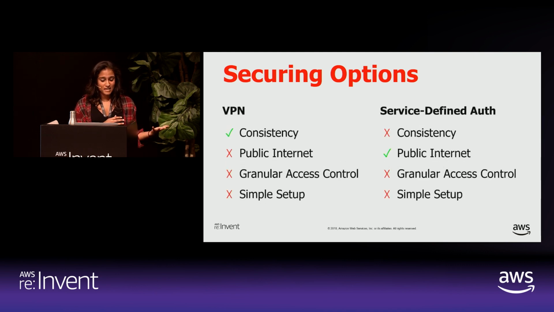A VPN does have consistency, but it is also a binary access model. So you can either be inside the corporate network or outside of it. And it did not have access control baked into it. And I'm sure many of us know how annoying it is to connect to a VPN, let alone figure out how to set up the infrastructure for one.